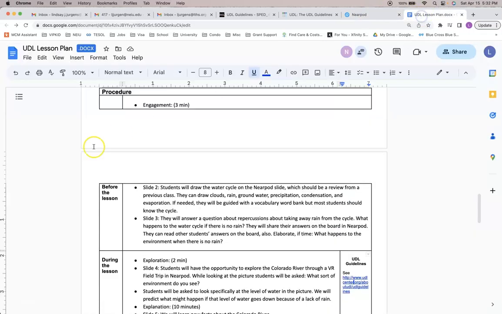So if we go to the actual lesson plan, the first thing that we start with is engagement. This will take about 3 minutes. So on slide 2 and 3, the students will draw the water cycle on the Nearpod slide. They can post that water cycle so other students can see and we can view it as a class. They will then answer questions on slide 3 about repercussions, about taking away rain from the cycle. So what happens to the water cycle if there is no rain? This is on a collaboration board.